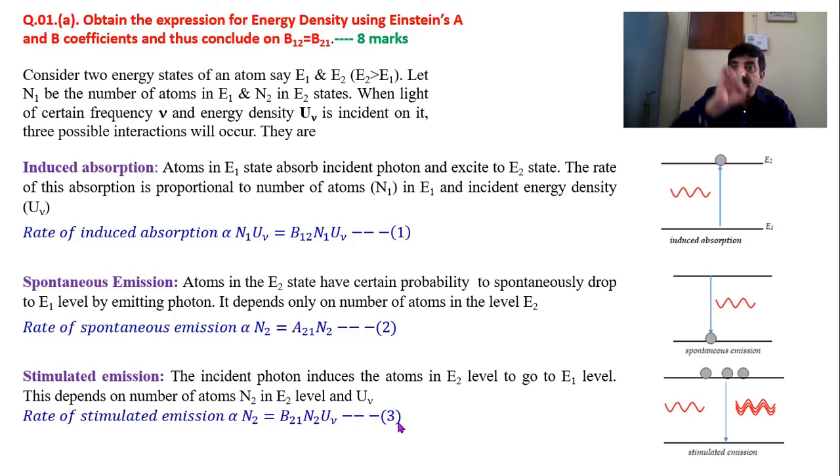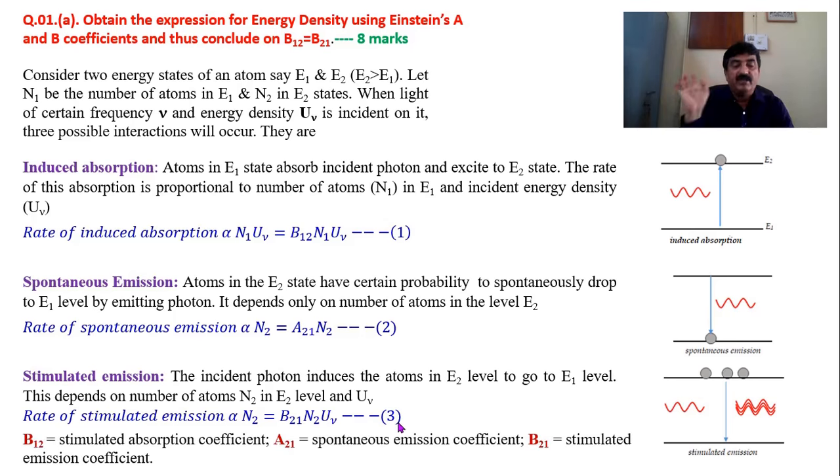If the question is like that, discuss the interaction of radiation with matter. Suppose if the question is like this, obtain the expression for energy density, then you proceed further. So I have given the meaning of A, B and B12 and B21. B12 stands for absorption coefficient, A21 stands for spontaneous emission coefficient, B21 stands for stimulated emission coefficient.